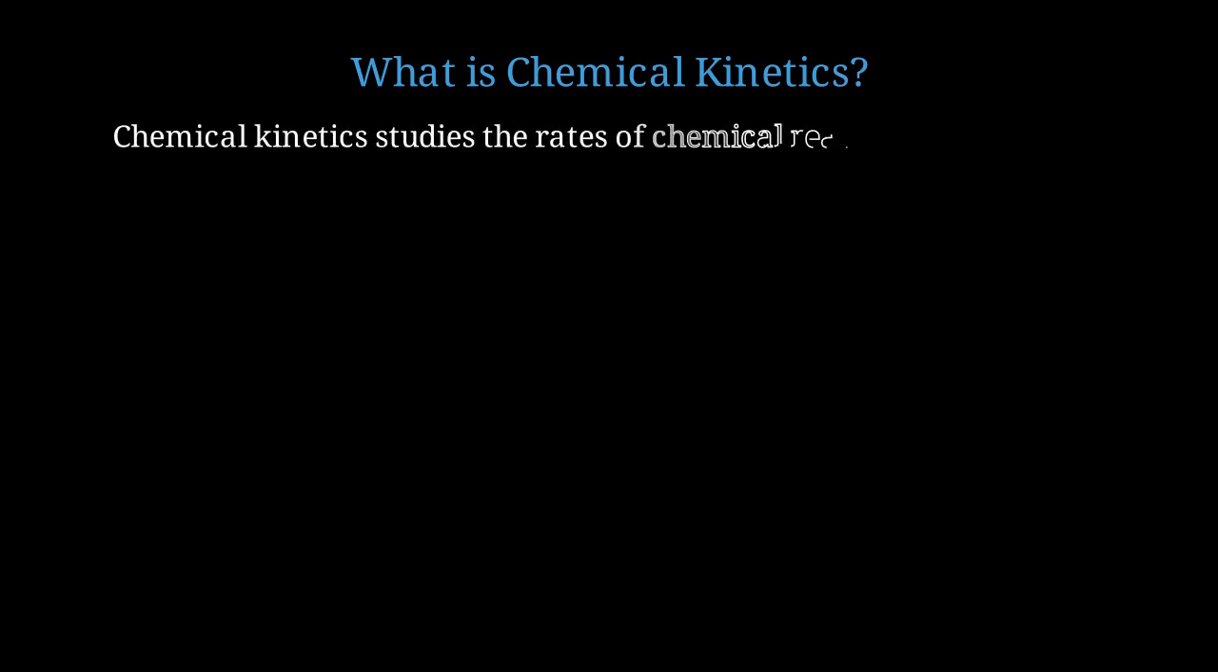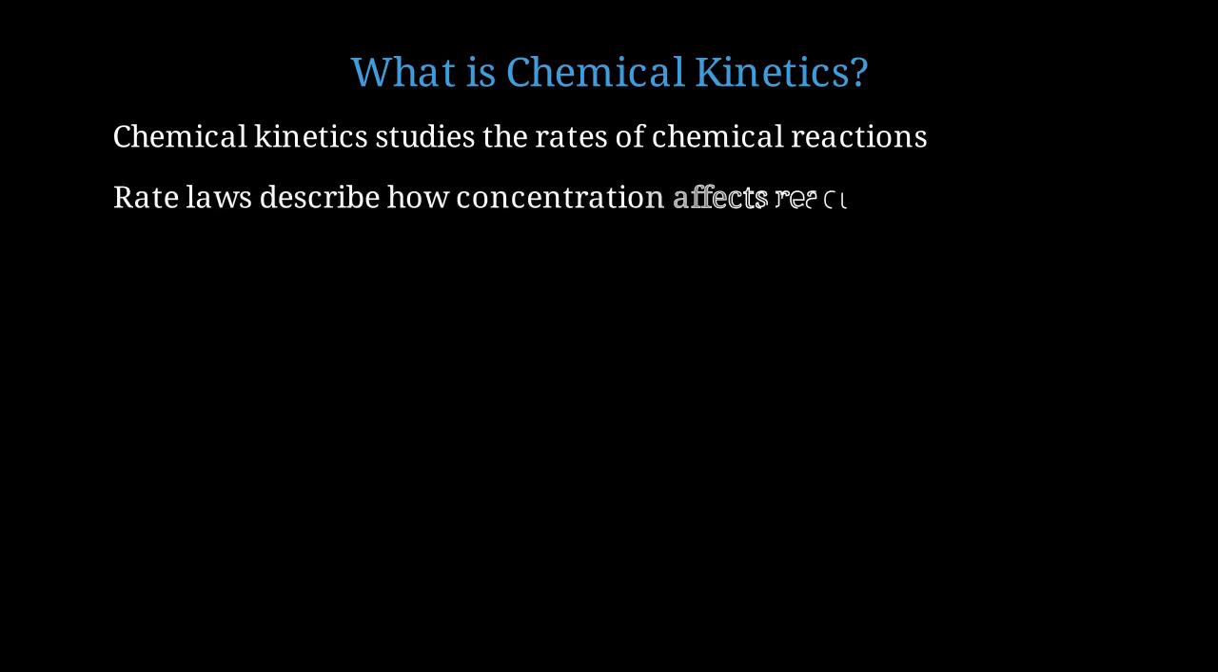Chemical kinetics is the study of reaction rates. It tells us how fast reactants are converted into products. A rate law is a mathematical equation that relates the reaction rate to the concentrations of reactants, usually raised to some power called the order.